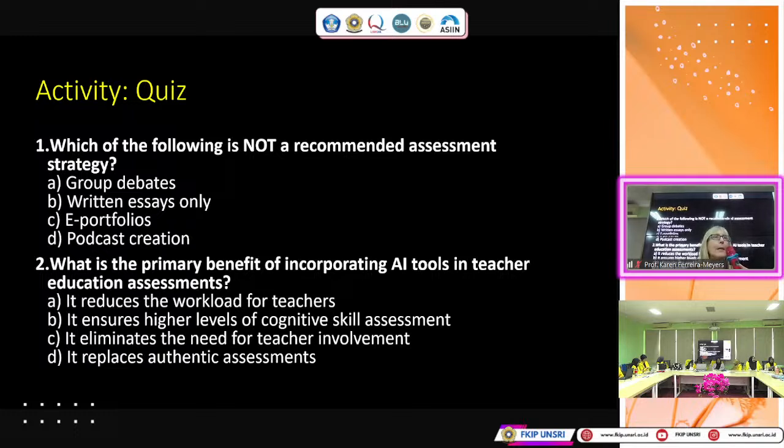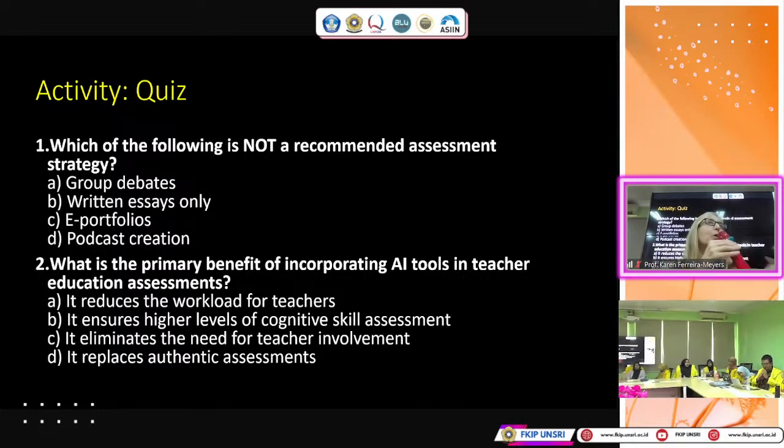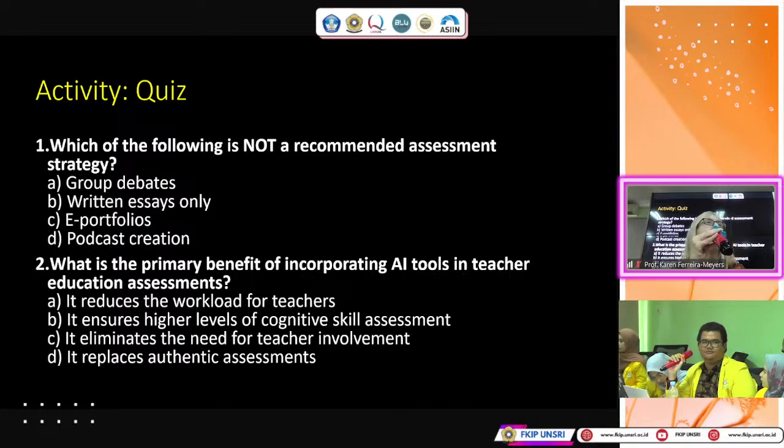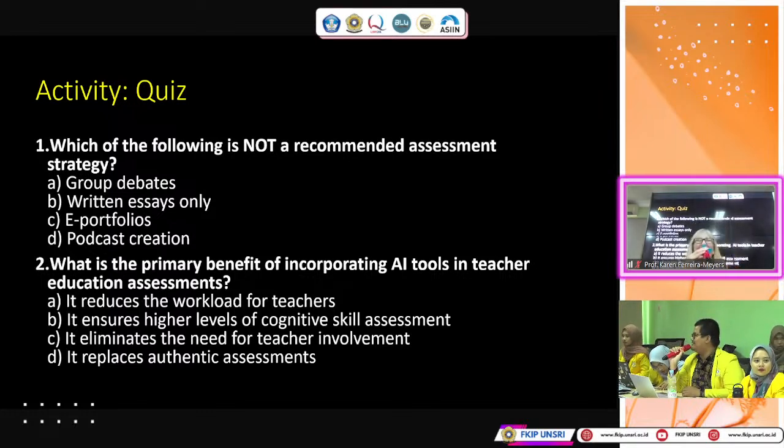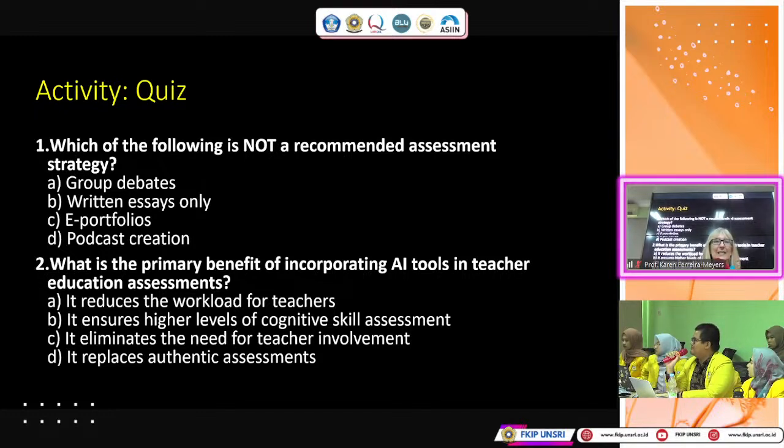What is the primary benefit of incorporating AI tools in teacher education assessment? Reduces the workload, ensures higher levels of cognitive skill assessment, eliminates the need for teacher involvement, replaces authentic assessment. The primary, the most important benefit. Anyone? And be giving marks for active participation, I already know who's winning here. Okay? Okay, so my answer is A. It's reduce the workload for teacher.